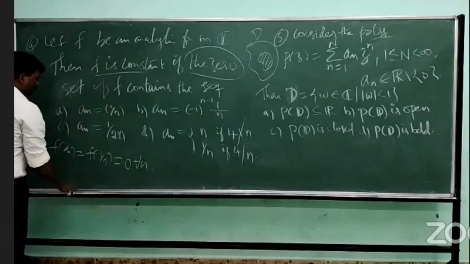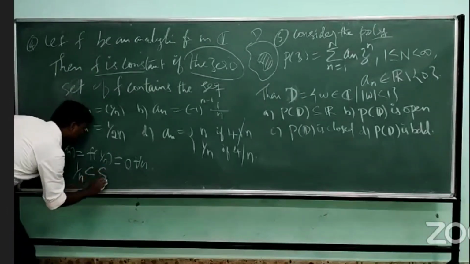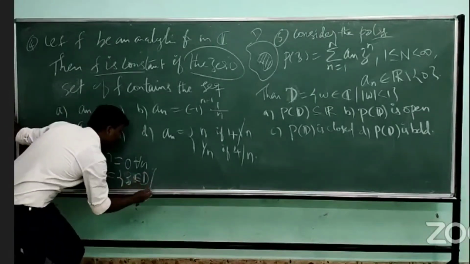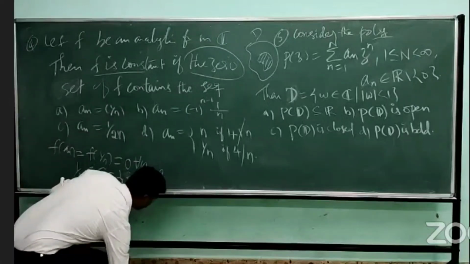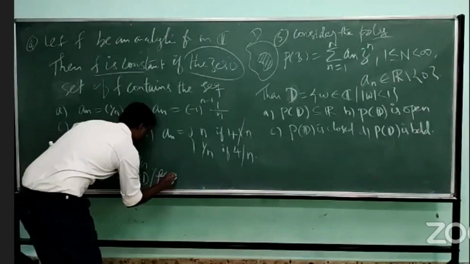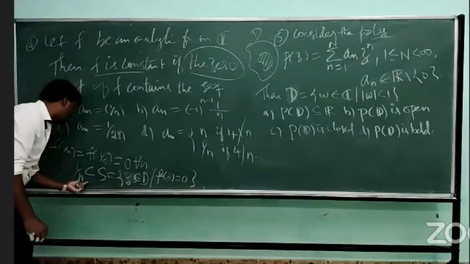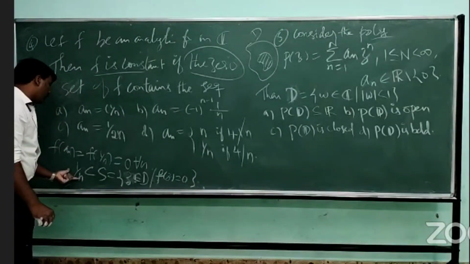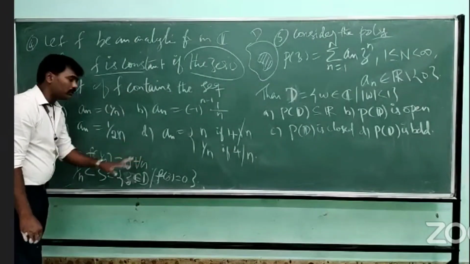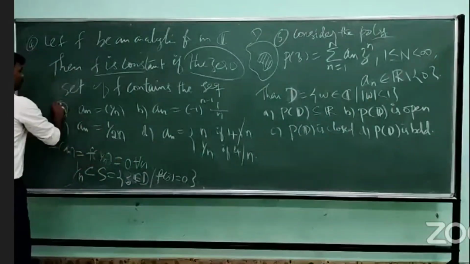f is an analytic function whose zero set contains 1 by n. What is the set S? The set of all z in D such that f of z equal to 0. S is a zero set, and S contains 1 by n, every 1 by n. f of 1 by n equal to 0 for all n. From the identity theorem or uniqueness theorem, f should be identically 0. The zero function implies constant. Therefore, this option is true.